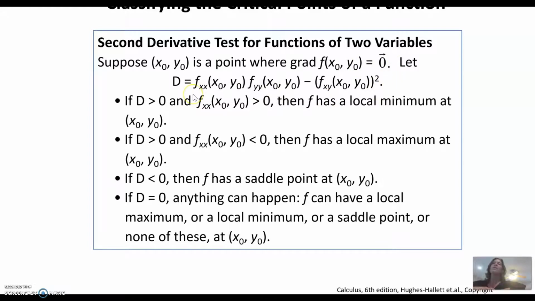Just like in Calc 1, not all critical points have to be extreme values or saddle points, but any extreme value or saddle point would in fact be a critical point. Hint, that's a fantastic true-false test question.